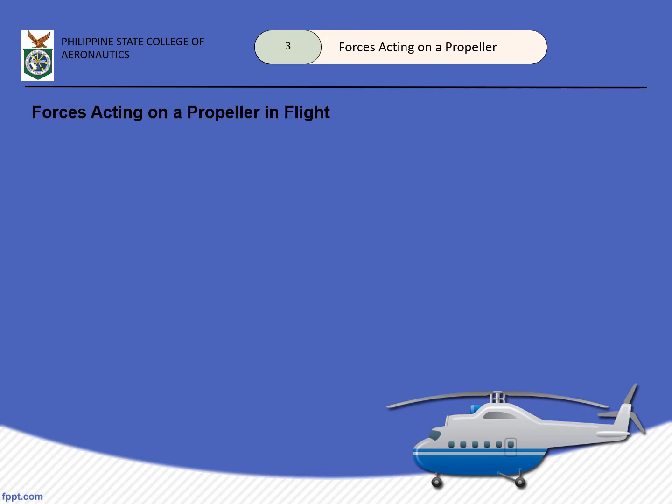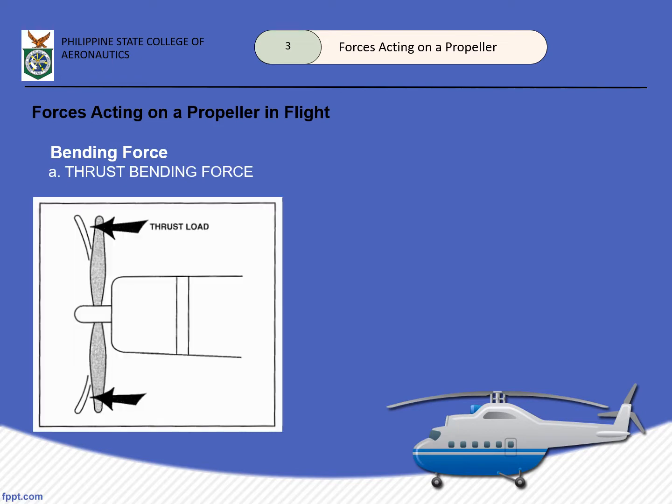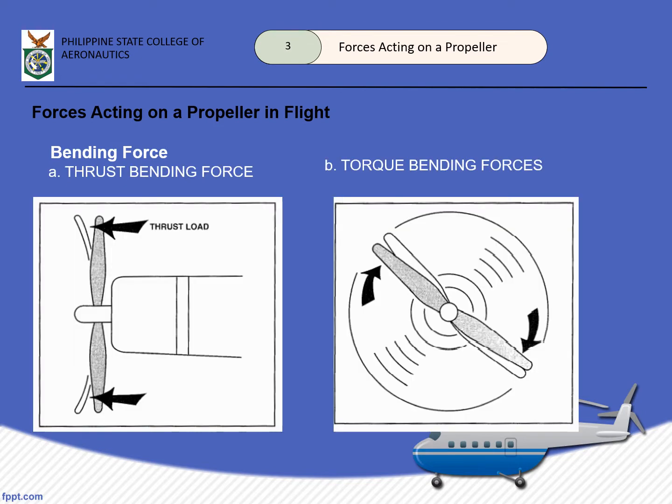So, for the bending forces, we have two. Thrust bending force and torque bending force. So, thrust bending force, it attempts to bend the propeller blades forward at the tips. This happens because propeller blades are typically thinner near the tip, and this allows the thrust produced at the tip to flex the blade forward.